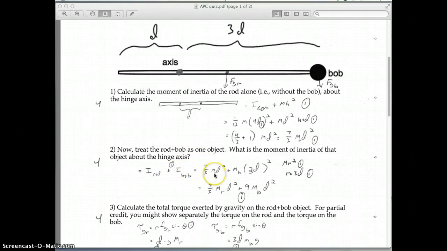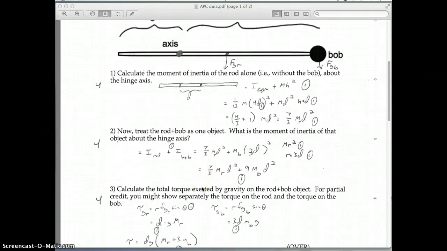So 7/3 mass of the rod times d squared plus, okay, now how do we get the moment of inertia of the bob about this axis? Well, it's like a point mass with mass mb, and it's at a distance 3d from the axis. The moment of inertia of a point mass about an axis is ml squared, and in this case it's mr squared, and in this case r, the distance from the axis to the point mass, is 3d. So I square the 3d, and so the total moment of inertia of the rod plus bob is 7/3 mass of the rod d squared plus 9 mass of the bob d squared.